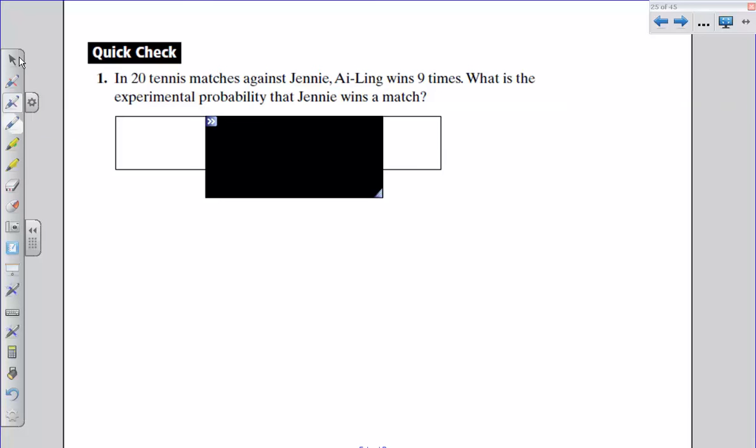Alright, so you can go ahead and hit pause and do this quick check problem. 20 tennis matches against Jenny. Eileen wins 9 times. What is the experimental probability that Jenny wins the match? So go ahead and hit pause and do this, and then I will come back on with the answer.